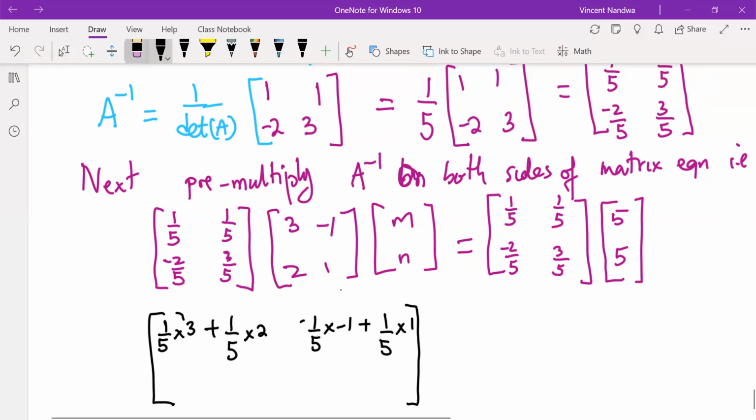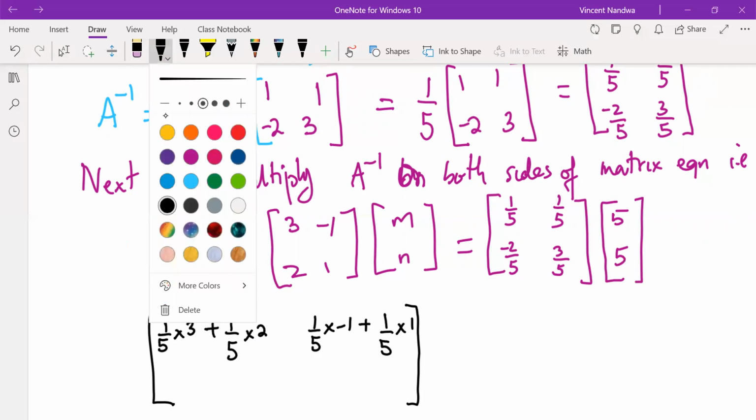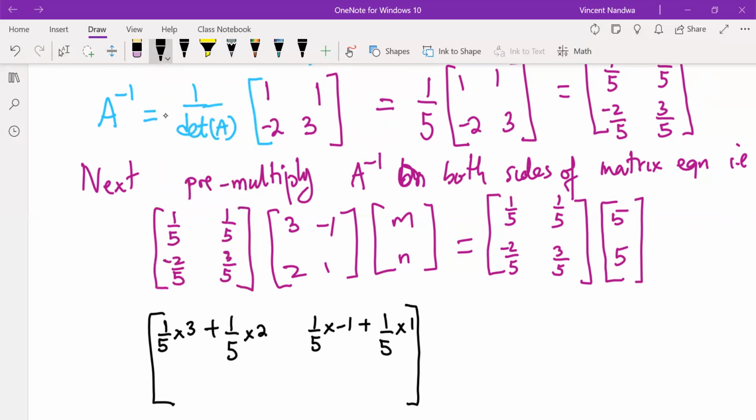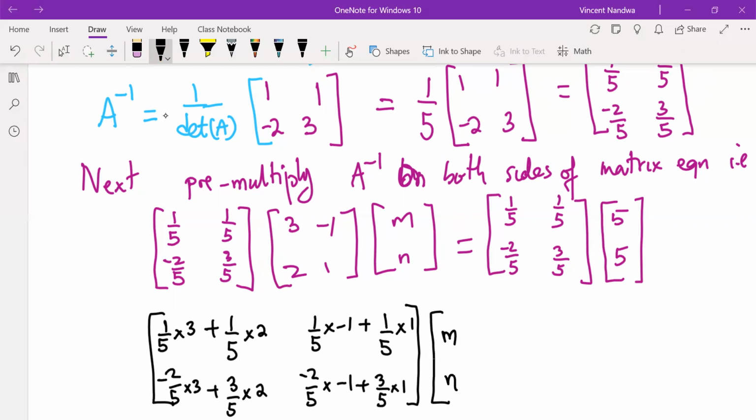And then we have this second row times the first column, -2 over 5 times 3 plus 3 over 5 times 2. Second row, second column, -2 over 5 times -1 plus 3 over 5 times 1. This is m, this is n.